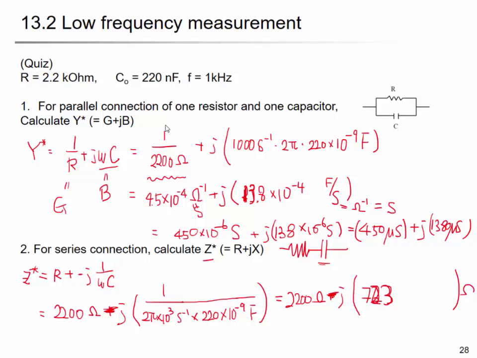And it says the R is 2.2 kilo ohm and the X is minus 760, 750. Right? So pretty much close to the X value, minus 2,723. Right? So here, what is the frequency dependent?